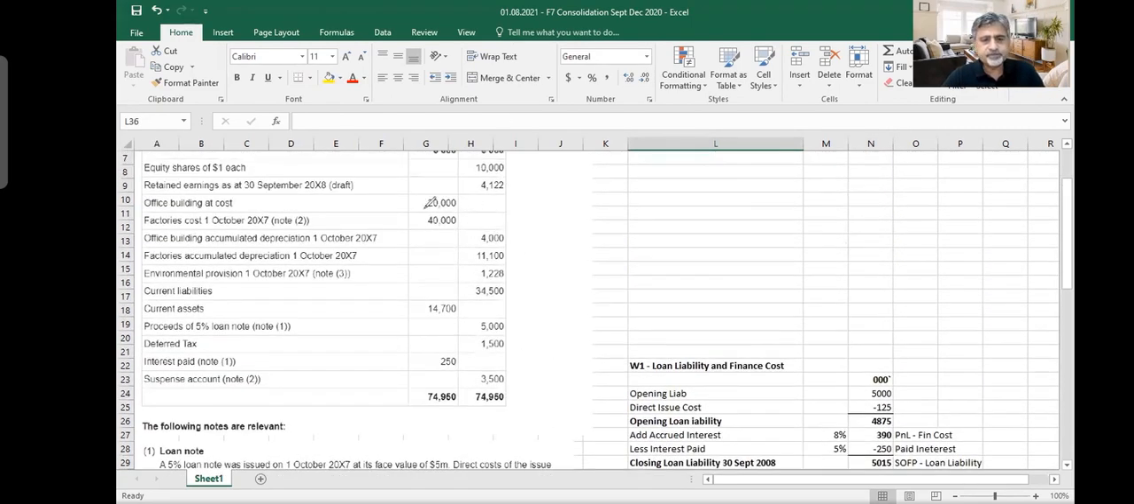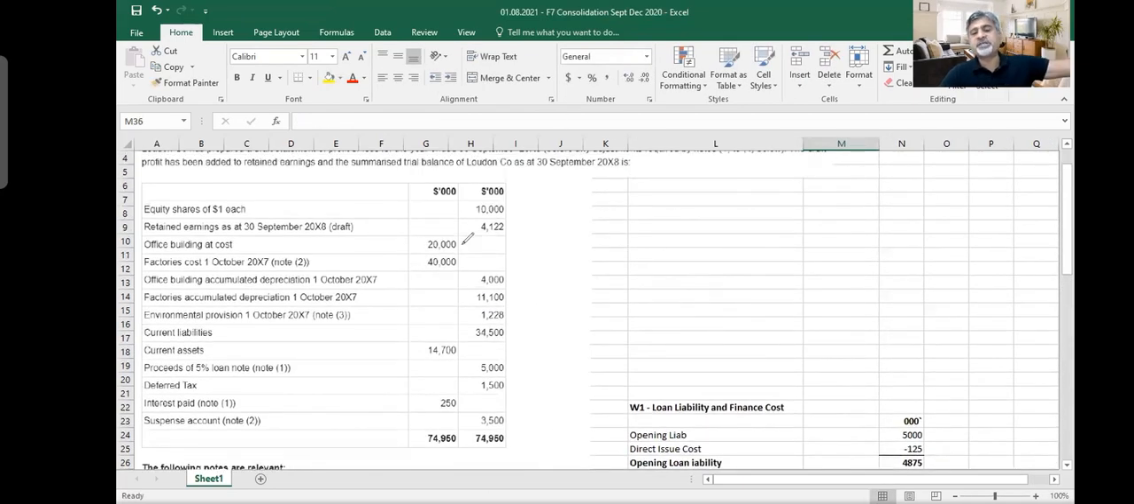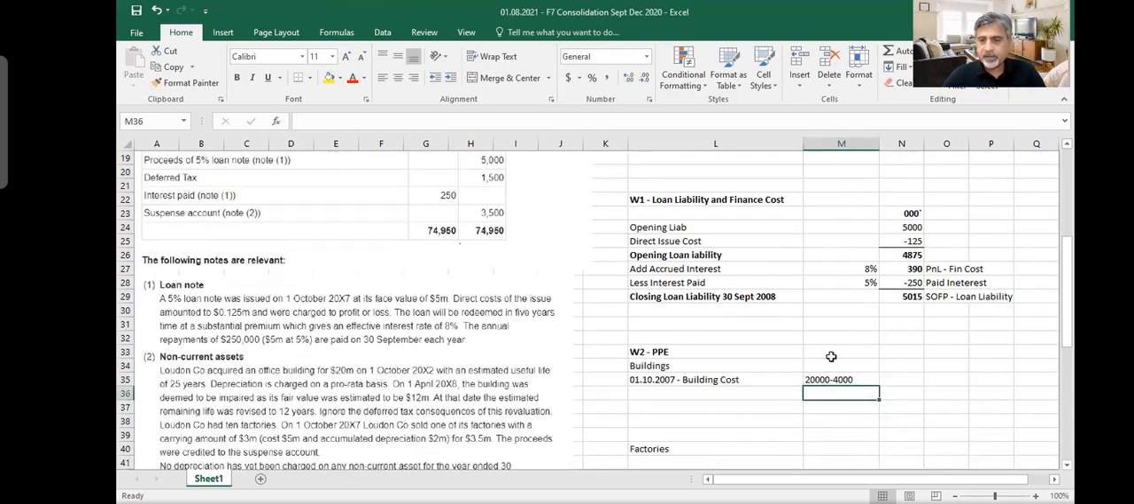So what is the buildings case? 20 million was here. This is on 1st October 2007. Office building at cost 20 million. Until 1st October 2007, depreciation is 4,000. So it means that on 1st October 2007, building cost would be 20 million minus 4 million accumulated depreciation until here. You see that 20 million was when you purchased in 2002. From the remaining years, the depreciation is 4,000, but this is until the 1st October 2007, which is beginning of the year. So beginning of the year, my building had 16 million book value.